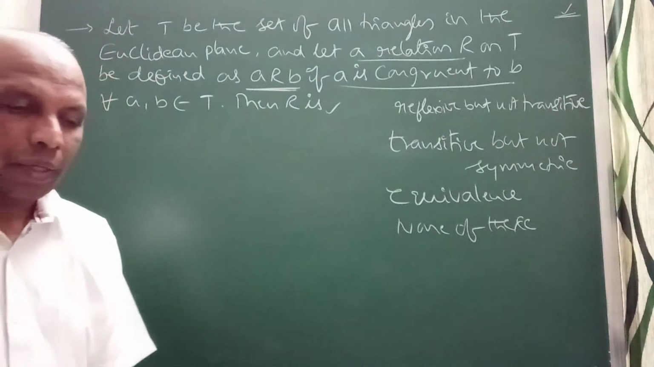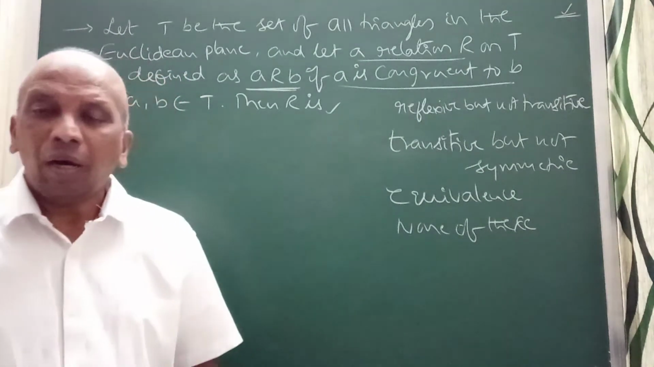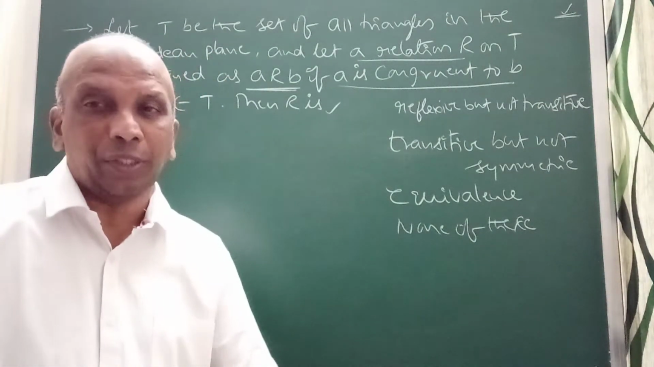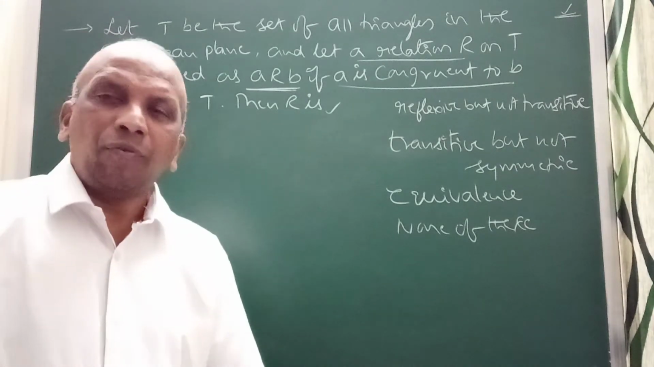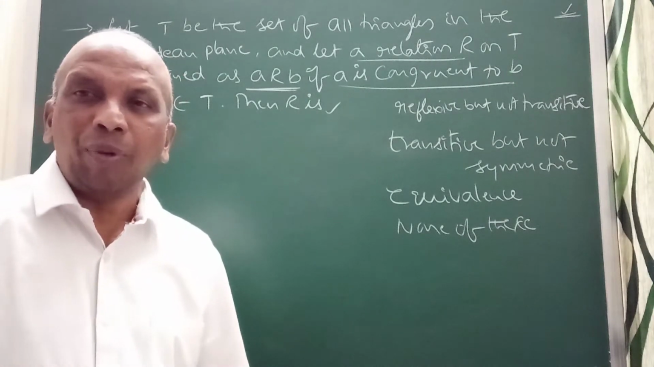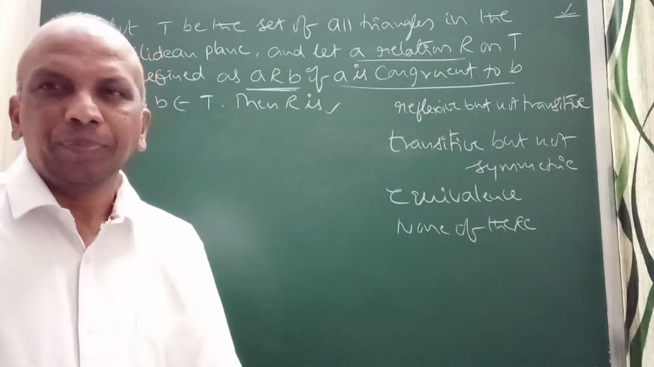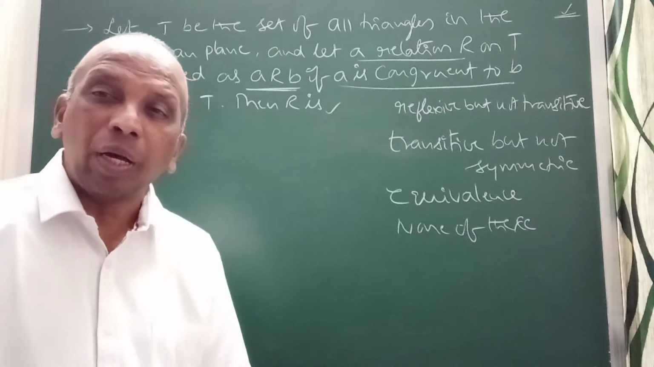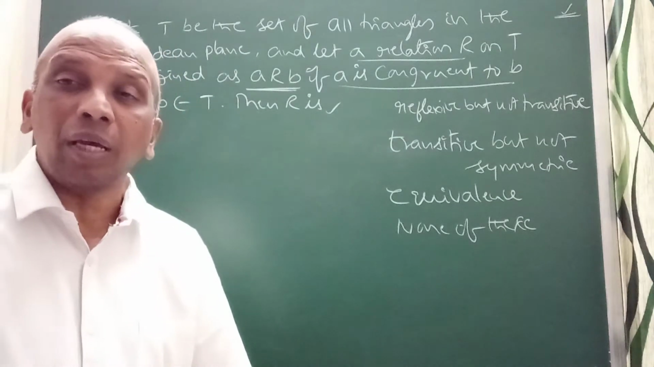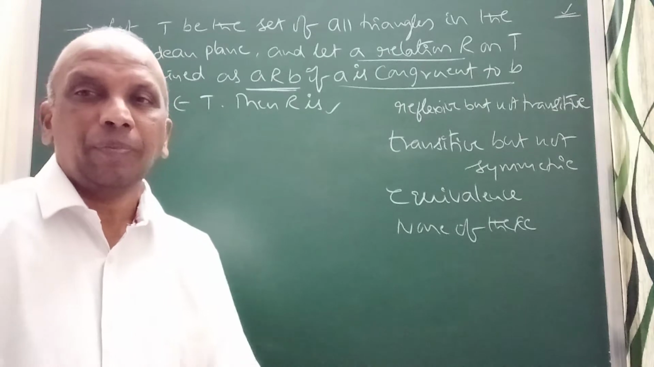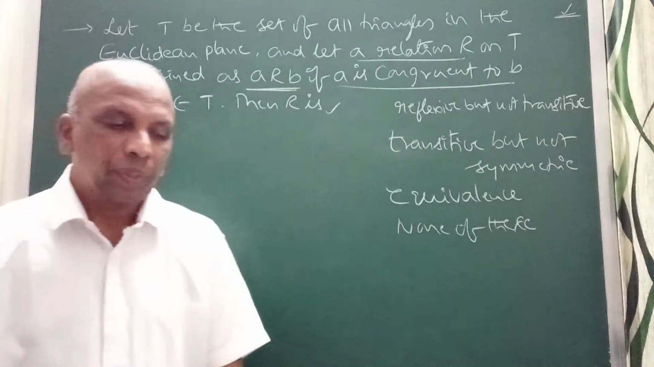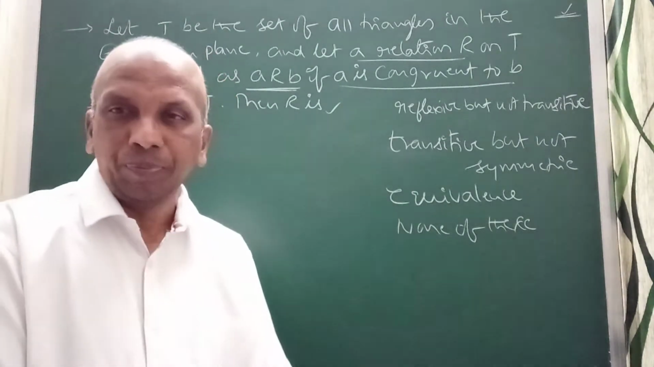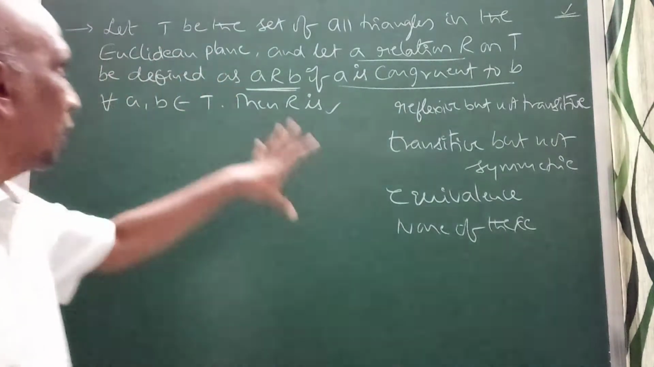Generally we know that a relation R on the set A is an equivalence relation if it is reflexive, symmetric and transitive. Reflexive means (a, a) belongs to R for all a belongs to A. Symmetric means if (a, b) belongs to R, then (b, a) should be in R. Transitive means if (a, b) and (b, c) belong to R, then (a, c) belongs to R. Now look into this.